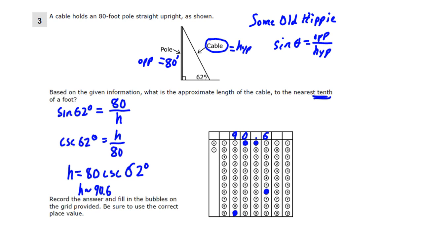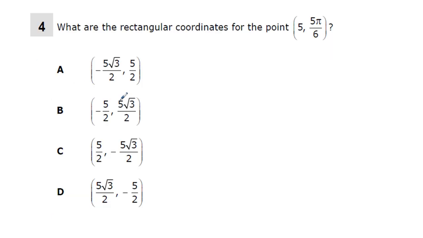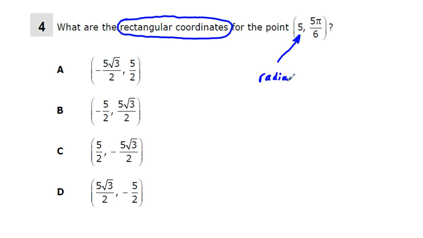On to problem 4. What are the rectangular coordinates for the point 5, 5 pi over 6? Well, what we have here is a polar coordinate pair. Now, it says rectangular coordinates, and these aren't rectangular coordinates because we're going to convert to rectangular coordinates. So we're going to have radius goes here, and the angle.